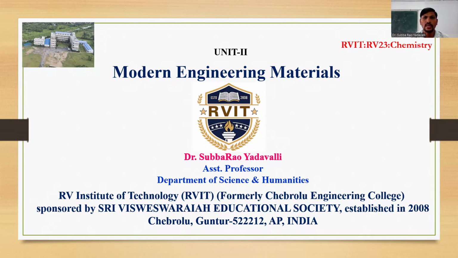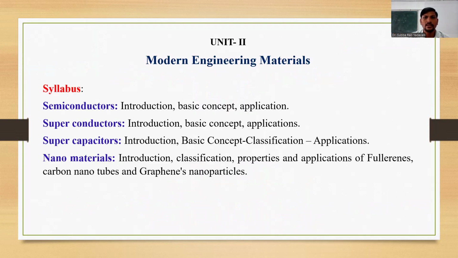In this video, I am going to explain Unit 2, Modern Engineering Materials. This unit covers semiconductors: introduction, basic concept and applications. Superconductors: introduction, basic concept and applications. Supercapacitors: introduction, basic concept, classification and applications. Nanomaterials: introduction, classification, properties and applications of fullerenes, carbon nanotubes and graphene nanoparticles.